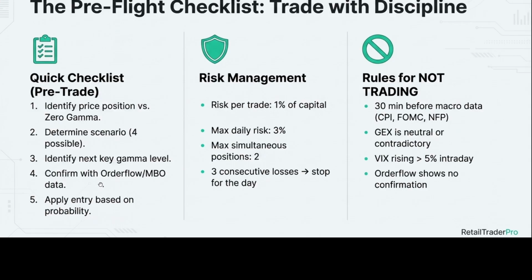Then confirm with order flow and MBO data. If you don't know what MBO data is, remember that this is the CME data that you can see in Bookmap. The MBO data gives us all the orders classified for the futures market, for example icebergs, absorption, sweeps, and stop orders. Then apply the entry based on probability.